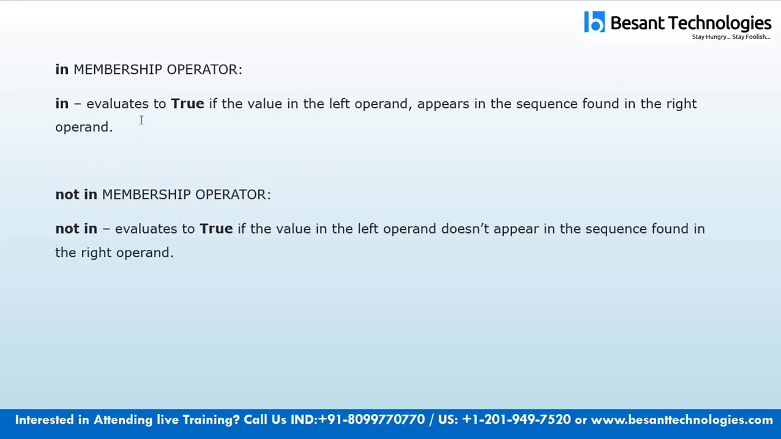The in membership operator evaluates to true if the value in the left operand appears in the sequence found in the right operand. The not in membership operator evaluates to true if the value in the left operand does not appear in the sequence found in the right operand. You will see the example.